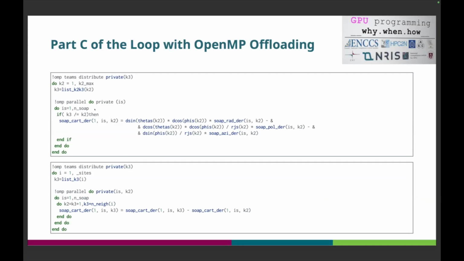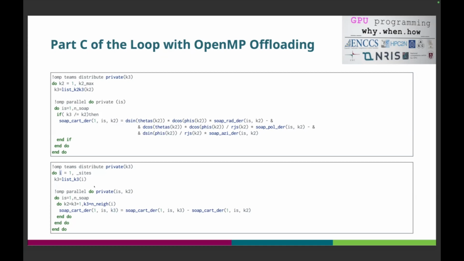Now I use the same strategy for the parallelization. For the part above, we again have every block do one value of K2, and then we have this inner loop, which is distributed over the threads in a block. And then for this part, which involves this K3 variable, it goes from one to n sites. There is a typo here. And we also have this inner loop again. So again, the same kind of division of the work.